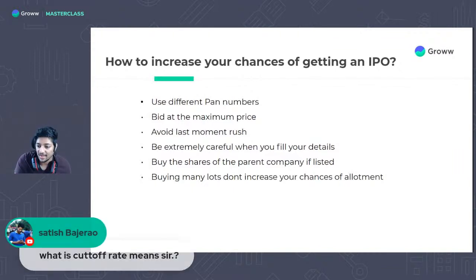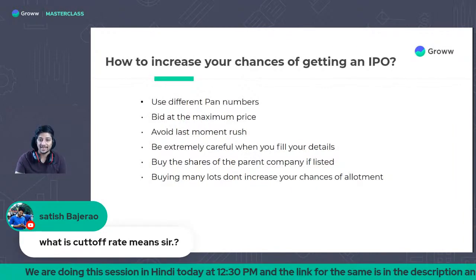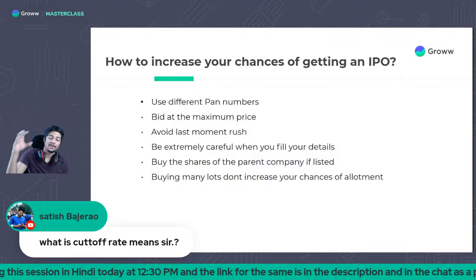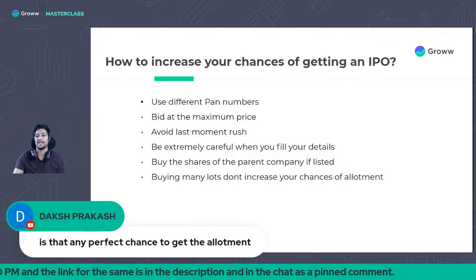So Satish is asking, what is cutoff rate? Cutoff rate is basically the highest price, which is the final price where the stock will actually list in the stock market. So if the cutoff price is 76 rupees, as with Zomato, then the stock will list at 76 rupees. So Satish, that is what cutoff price is.